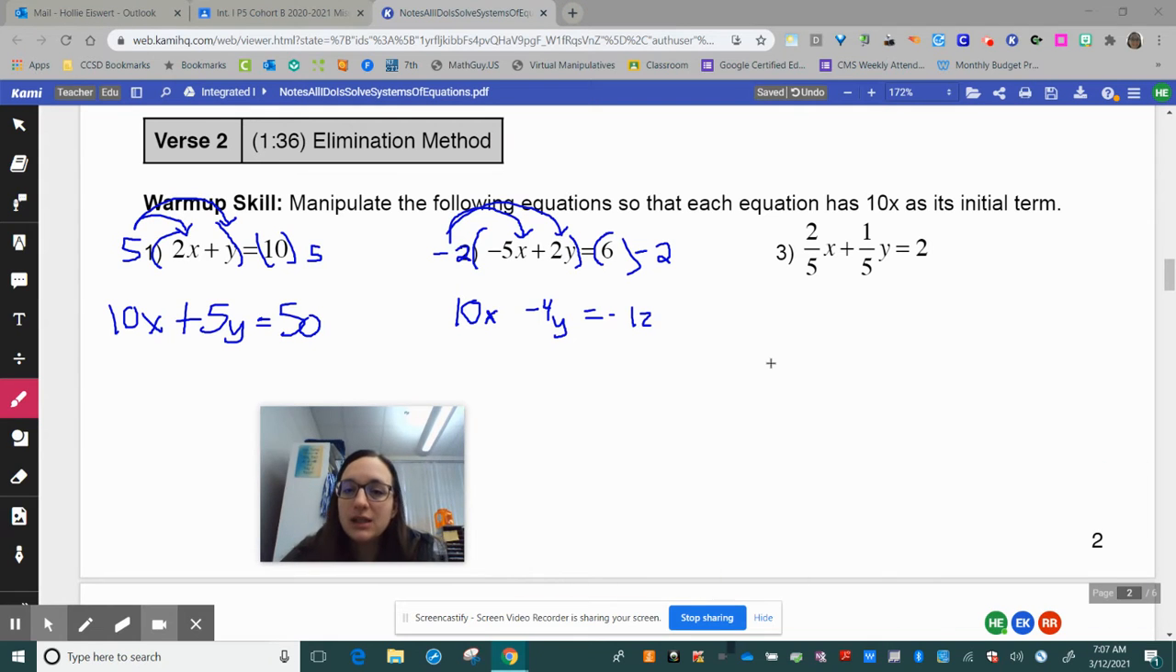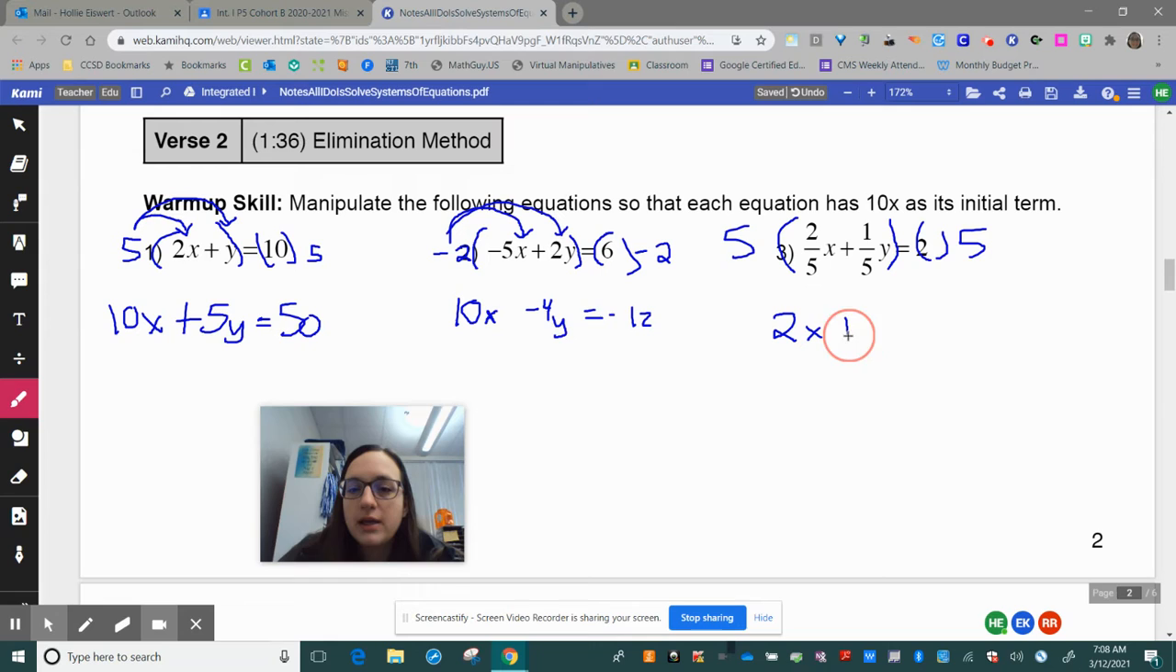Final one gets a little bit trickier. I'm going to do this in 2 steps. You could technically do it in 1, but I know a lot of students are not ready for that. Okay, here we go. First things first, let's get rid of our fractions, shall we? To get rid of those divide by 5s, we multiply both sides by that denominator of 5. That way, the 5s are gone. We are left with 2x plus y. And 5 times 2 is 10, right? So we distributed to each term.